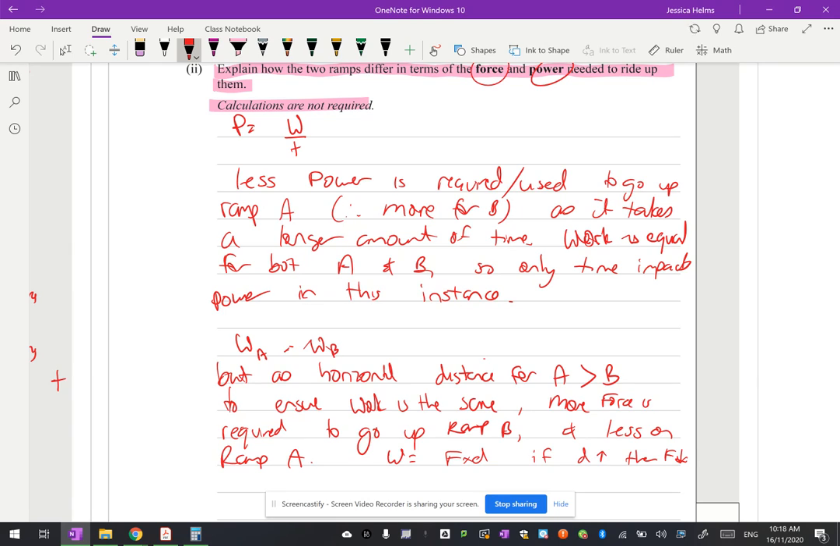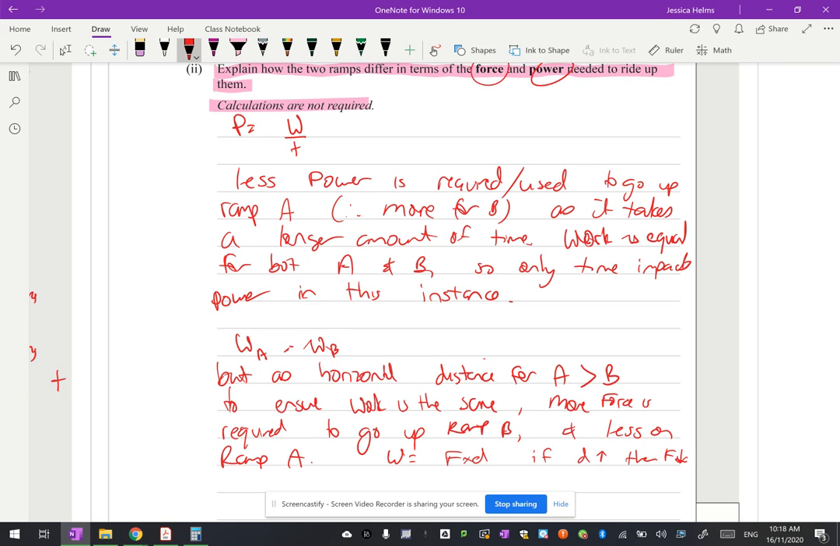Okay, so this is an excellence answer for both parts here. To get the full excellence, you need to be able to state that ramp A requires less force as the work done is the same, and ramp A requires less power as the work is the same, and that is related to the time, and the less force for A is related to the distance.